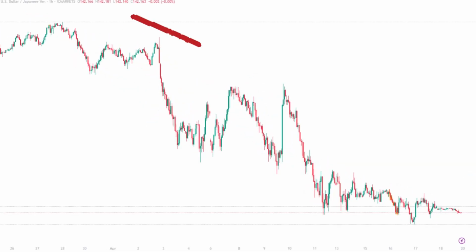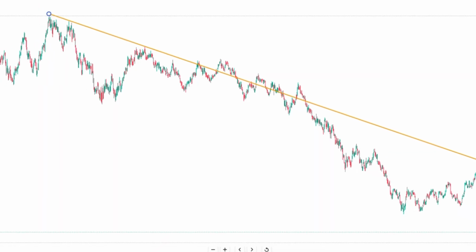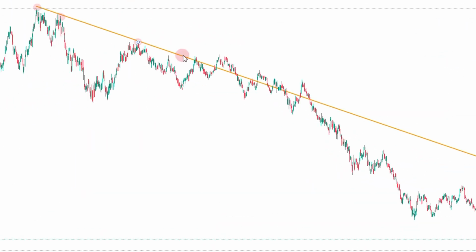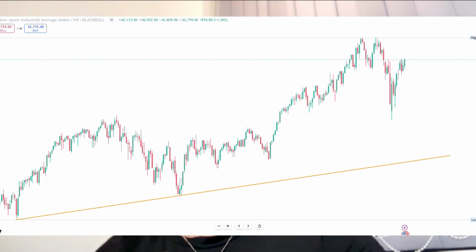Now, a trend line is literally a line that acts as a support or resistance level. What it actually does is it connects two or more price points going into the future. In a downtrend, you'll see that these trend lines are drawn above price and they are connecting the lower highs, right? While in an uptrend, trend lines are drawn under price, connecting the higher lows.